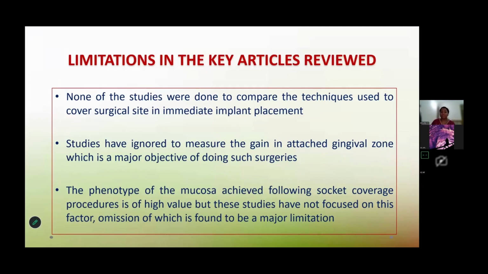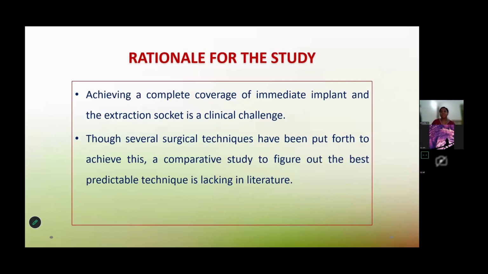And the phenotype of mucosa achieved following socket coverage procedures is of high value, but these studies have not focused on this factor, omission of which is found to be a major limitation. The rationale for the study is achieving a complete coverage of immediate implant and extraction socket is a clinical challenge. Though several surgical techniques have been put forth to achieve this, a comparative study to figure out the best predictable technique is lacking in literature.